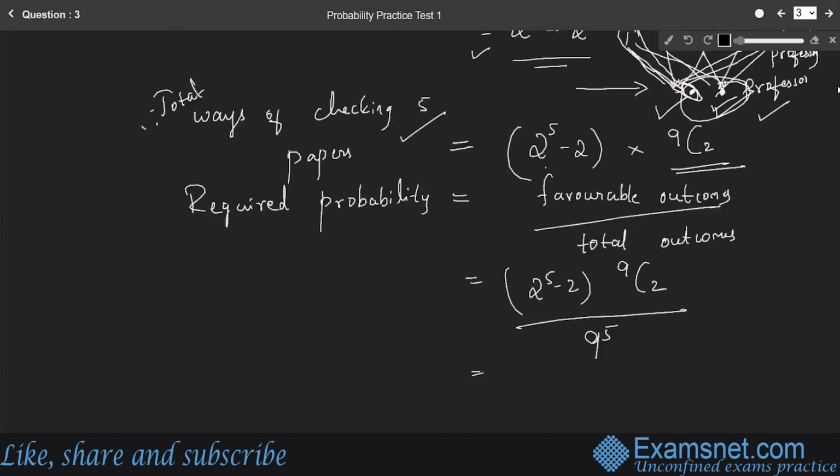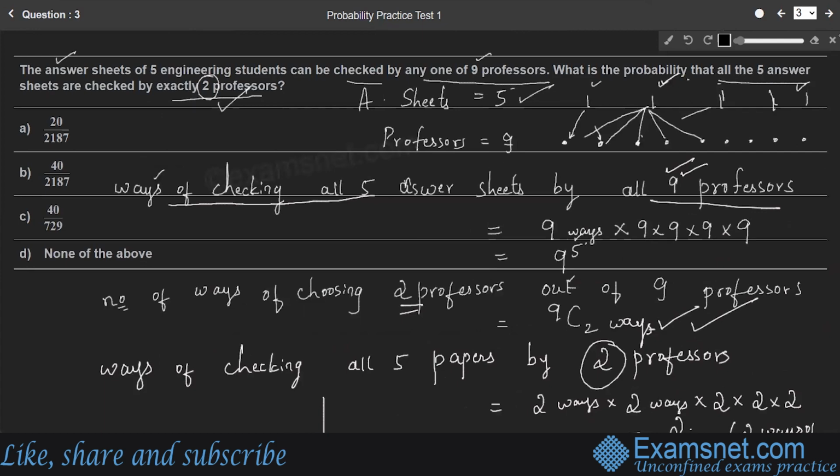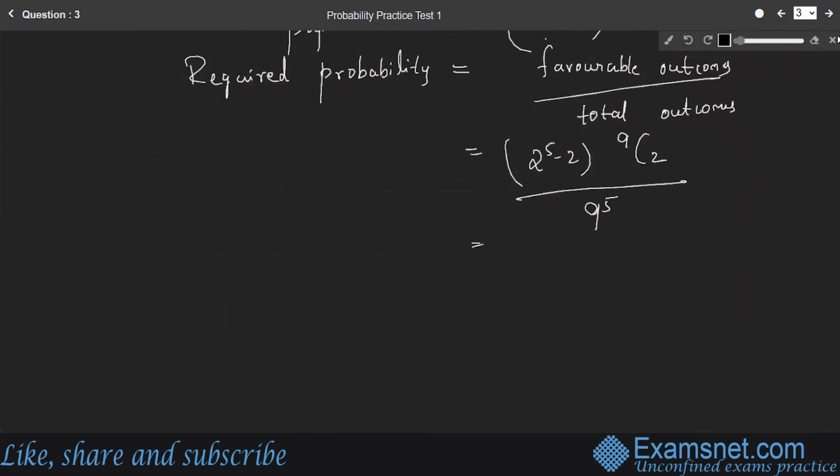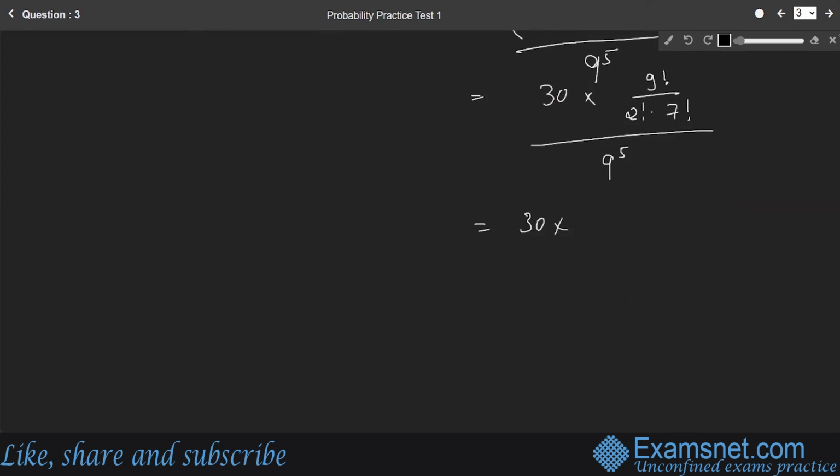Therefore, simplify it. Look at the options; they are in terms of fractions, so we'll simplify this part. 2 raised to 5 minus 2: 4 into 2 is 8, into 2 is 16, into 2 is 32, minus 2 is 30, into 9C2, which is 9 factorial by 2 factorial into 7 factorial, whole divided by 9 raised to 5. So 30 into 9 factorial is 9 into 8 into 7 factorial by 2 factorial into 7 factorial. We can cancel 7 factorial and 7 factorial, and 2 into 4 is 8, divided by 9 raised to 5.